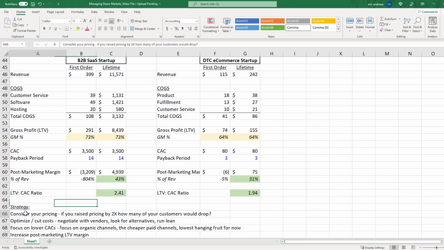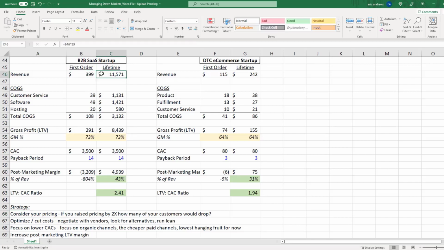So the first thing is that you want to consider your pricing. If you raise your pricing by 2x, how many of your customers would drop? With B2B companies, this is a really important question. If you could double your pricing and you lost a quarter of your customers, that would be worth it. You need to figure out how you can get to break even or burn less cash. That's a question you should ask yourself.